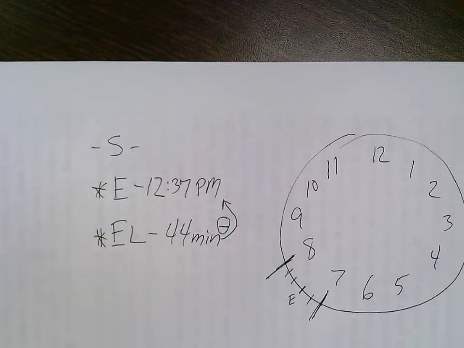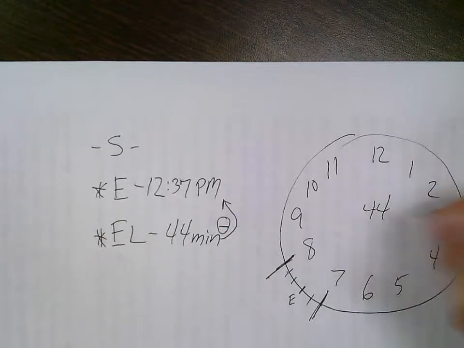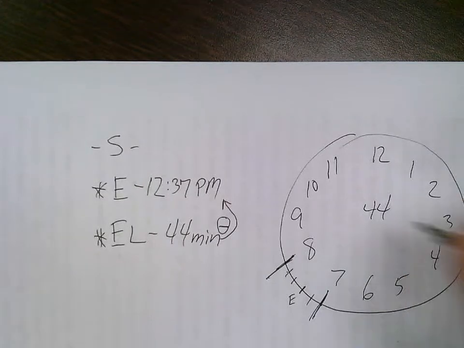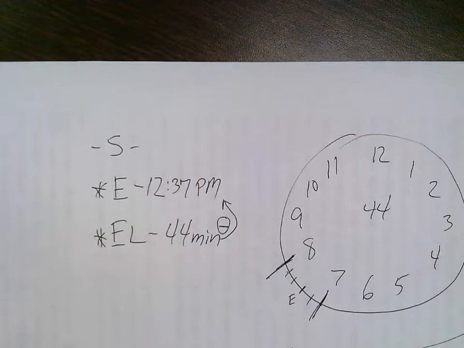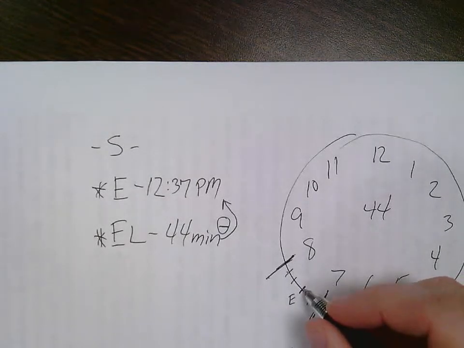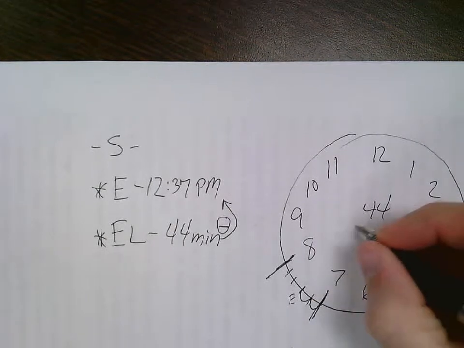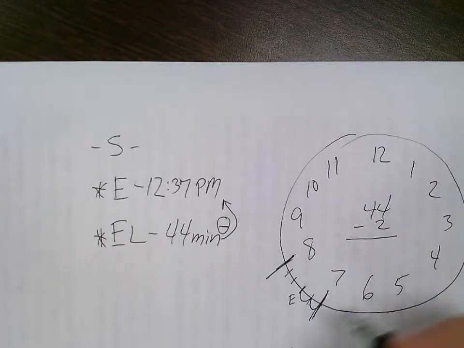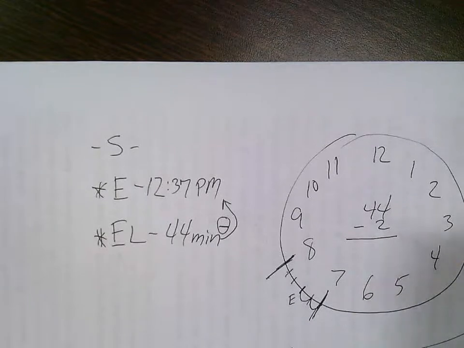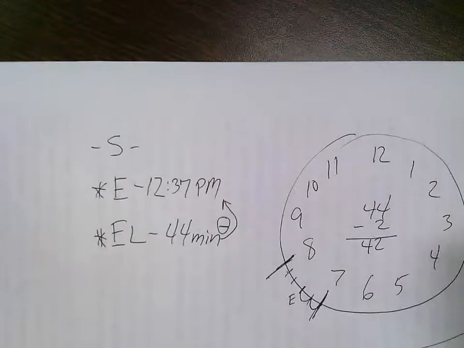So I go backwards in time, or counterclockwise, 44 minutes. So I like to write this down here, because that's how many total minutes I need to go backwards in time, going counterclockwise. So 1, 2. I already went 2 minutes back in time. So I need to go 42 more minutes back in time.